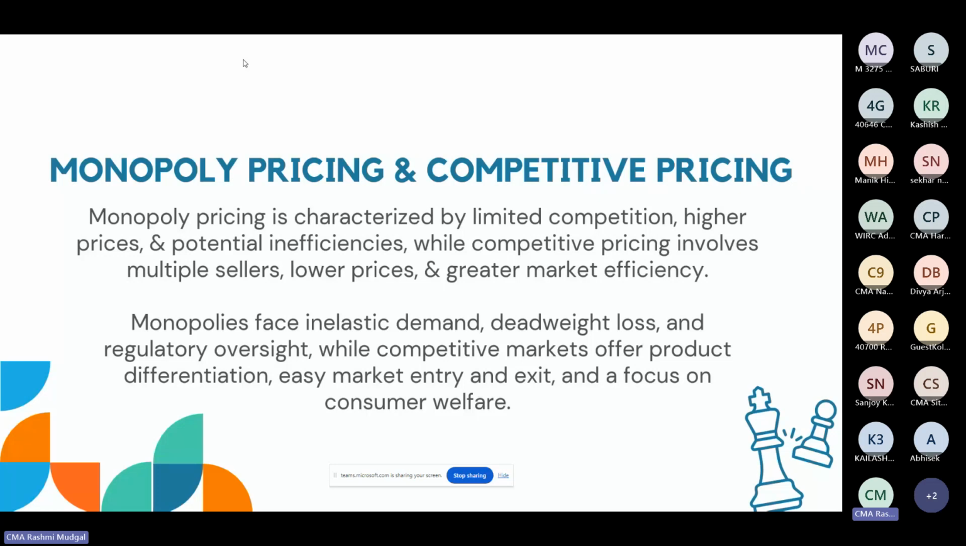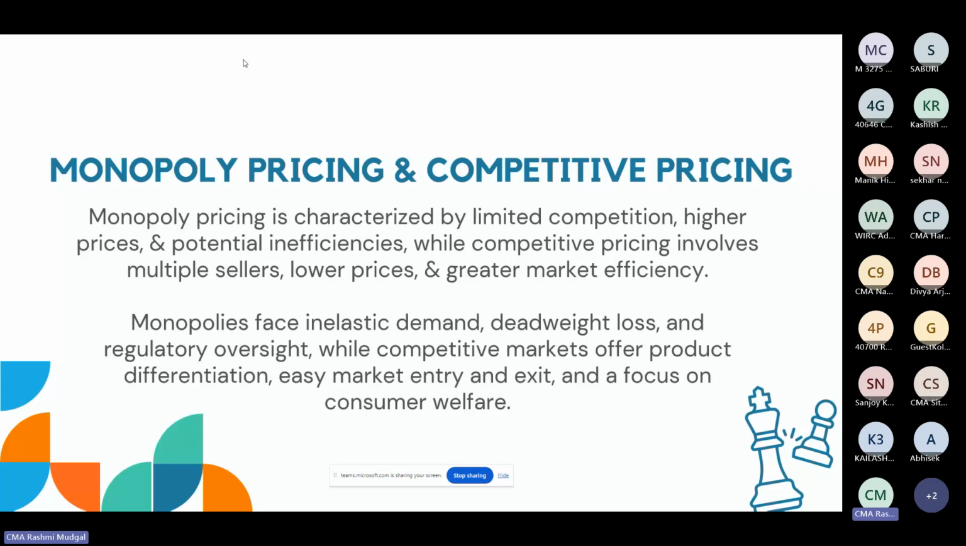If we look at Mumbai, the things which are available at every stage are cheaper, but the things which are not easily available are expensive because of the monopoly in the market. Monopolies face inelastic demand because they are not thinking about customers leaving or about competition, and people don't have any choices. So even though they sell at a high price and low quality, people still go to ask them. There is deadweight loss and the need for regulatory oversight. While competitive markets offer product differentiation, easy market entry and exit, and focus on consumer welfare.